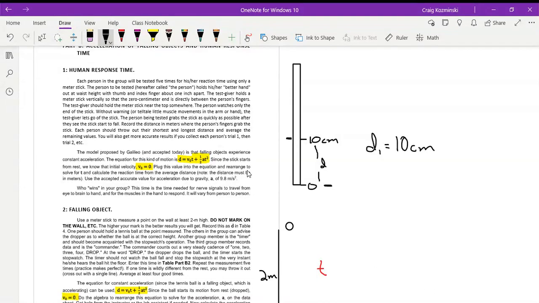And you're going to do this a few times, and assuming that the object is falling with a constant acceleration due to gravity of 9.8 meters per second squared, you're going to then calculate your response time using some equations that we will call to mind here, highlighted in yellow.